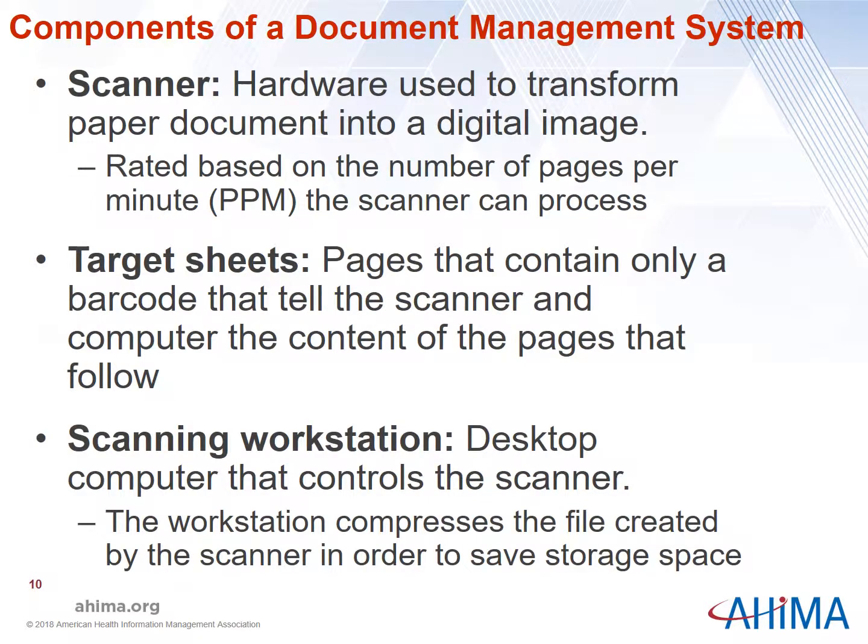A DMS is made of many components, including a scanner, magnetic storage, and file server. All of the components work together to scan, store, and retrieve the health information. The scanner is the hardware that is used to transform the paper documents into a digital image. Scanners are rated based on the number of pages per minute, or ppms, that the scanner can process.